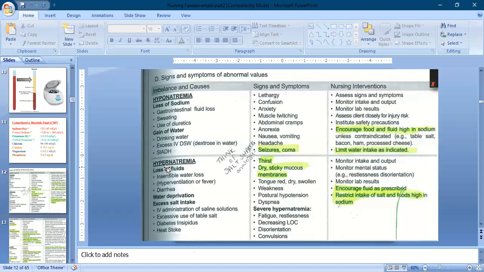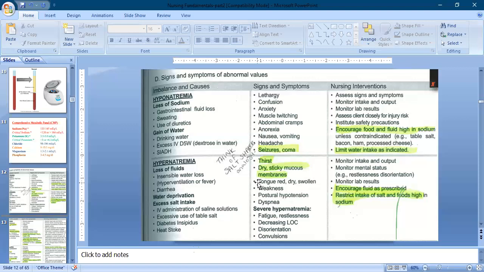In case of hypernatremia, same, what are the causes? Water deprivation, excess sodium intake, kidney failure, or the patient develops Cushing syndrome. If the patient has Cushing syndrome, or diabetes insipidus, or excess sweating, it is possible to develop hypernatremia, an increase in the sodium level to more than 145 milliequivalent per liter, right?